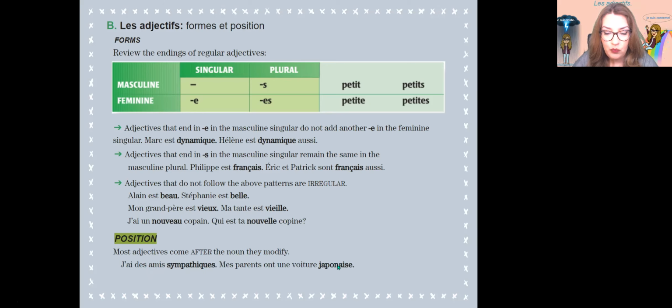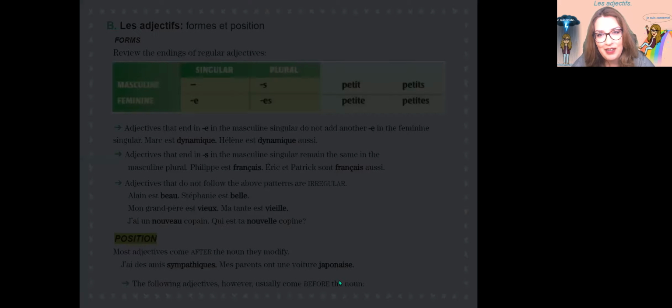Mes amis ont une voiture japonaise. My friends have a Japanese car. Une voiture, car, japonaise, adjective that describes or modifies voiture, it's placed after it. This is a general rule, but of course, we know that in French the exceptions are frequent. The following adjectives, however, usually come before the noun.